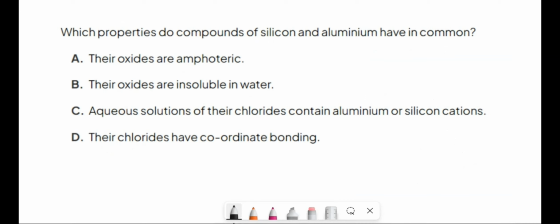Which properties do compounds of silicon and aluminium have in common? Option A is their oxides are amphoteric. Aluminium oxide is amphoteric, but silicon oxide is not. So this is not true for both. And B is their oxides are insoluble in water. SiO2, silicon dioxide, is insoluble in water. Aluminium oxide, Al2O3, is also insoluble in water. So this is common for both. Hence option B is the correct option.